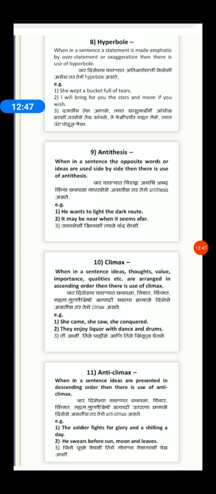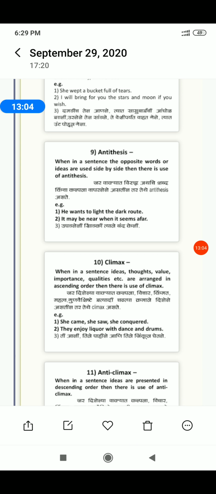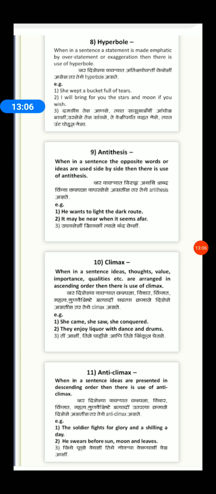Example, she came, she saw, she conquered. Here she came, then saw, conquered. These words are arranged in ascending order, so there is the climax figure of speech. They enjoy liquor with dance and drums. Here these words are arranged in ascending order, so there is the climax figure of speech. ती आली, तिने पाहिले and तिने जिंकून घेतले. Here also these words are used in ascending order, so there is the climax figure of speech.